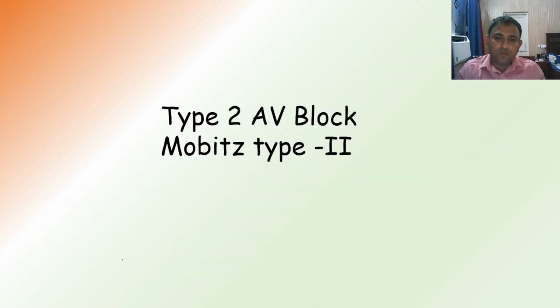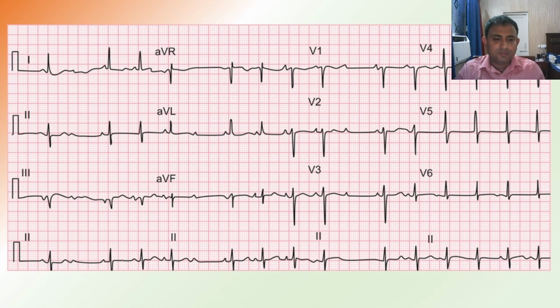So what is a Mobitz type 2 block? Mobitz type 2 block is where the PR interval remains the same. The PR interval remains the same. But somehow this P does not get conducted and it signifies an intermittent heart block. So the PR interval remains the same, but one of the P's does not get conducted. So hence this is called a Mobitz type 2 block.